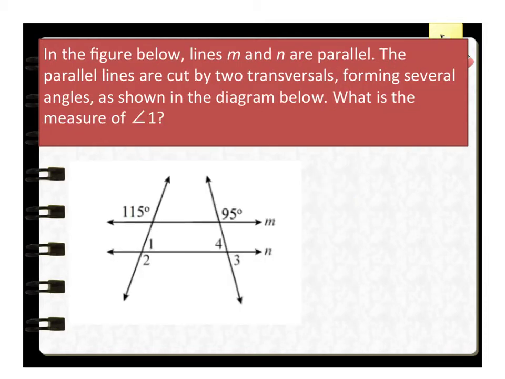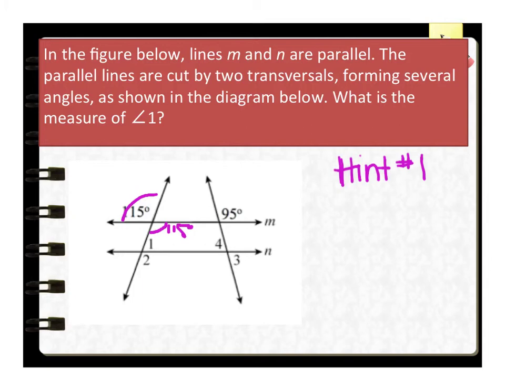Alright, let's look at the next problem. I'd like you to pause the video, try and solve it on your own, and hit play if you need a hint. Ready, pause. Alright, here's your first hint. 115 degrees is a vertical angle with this right here. It's also 115 degrees. Pause the video, hit play if you need hint number 2.